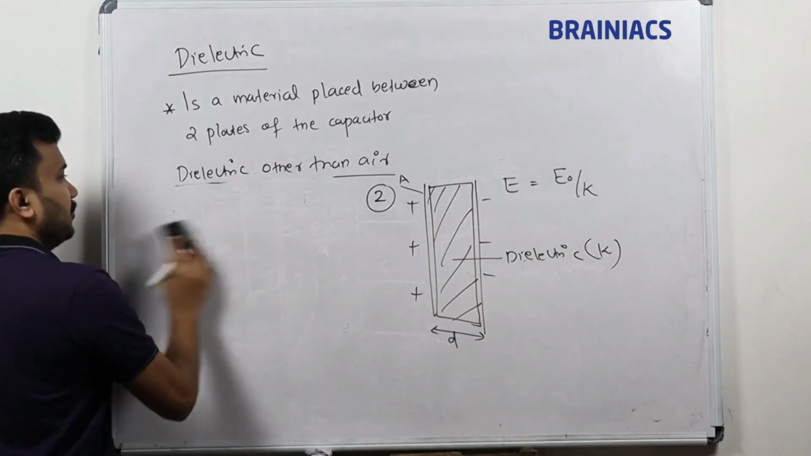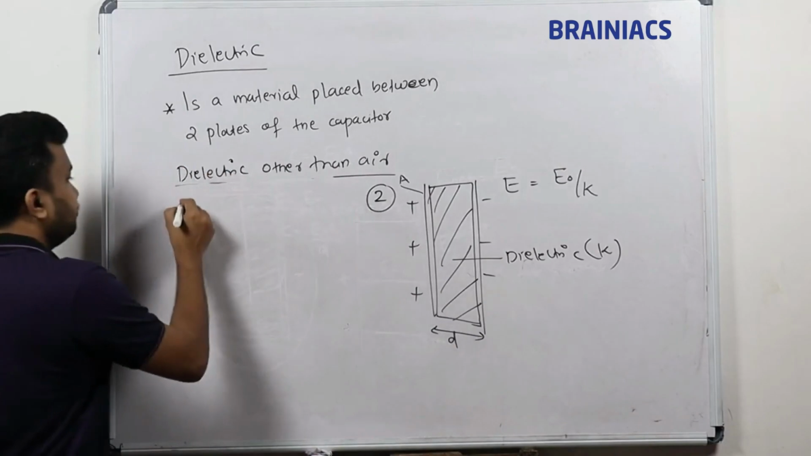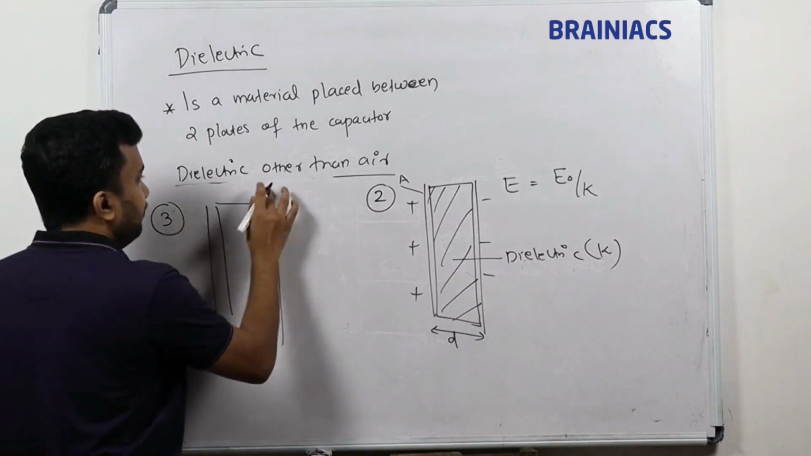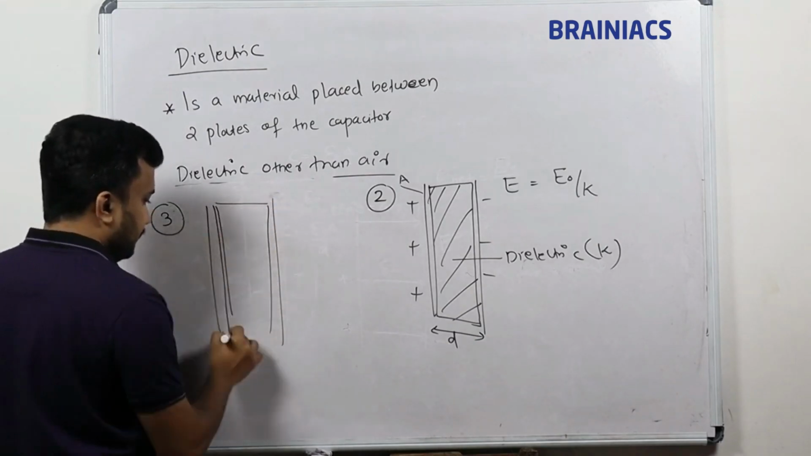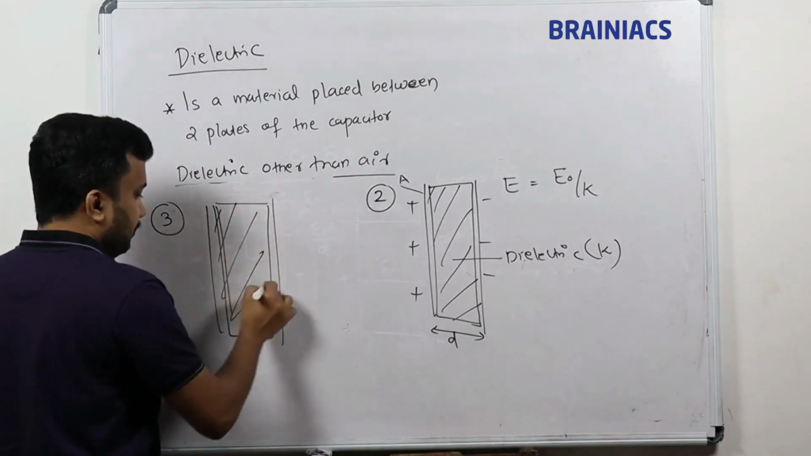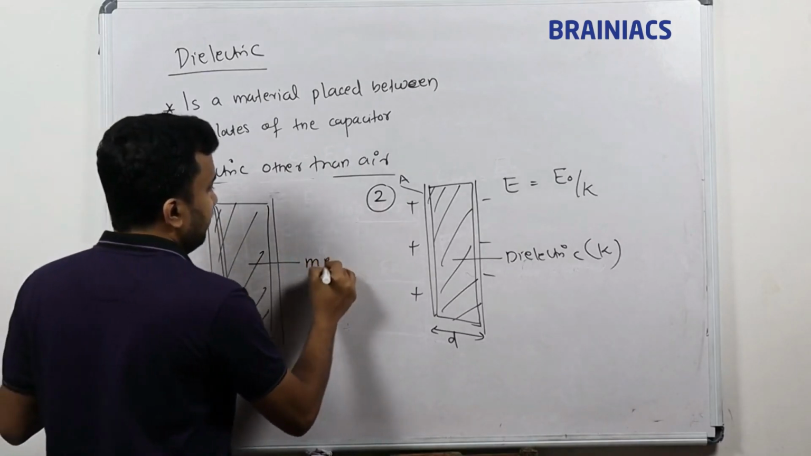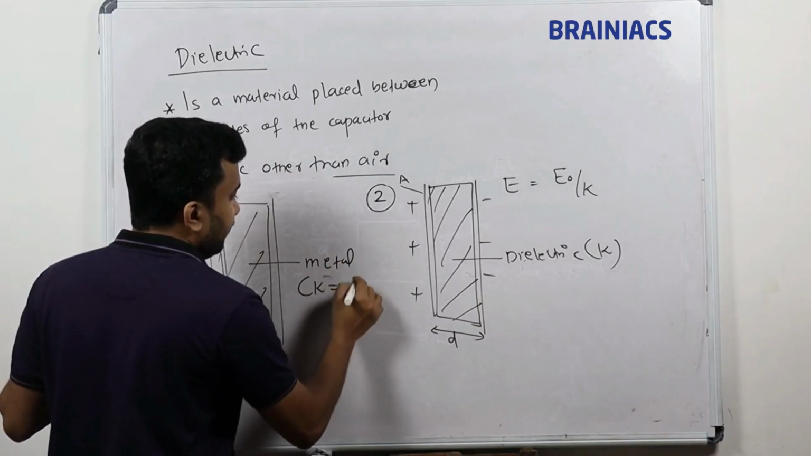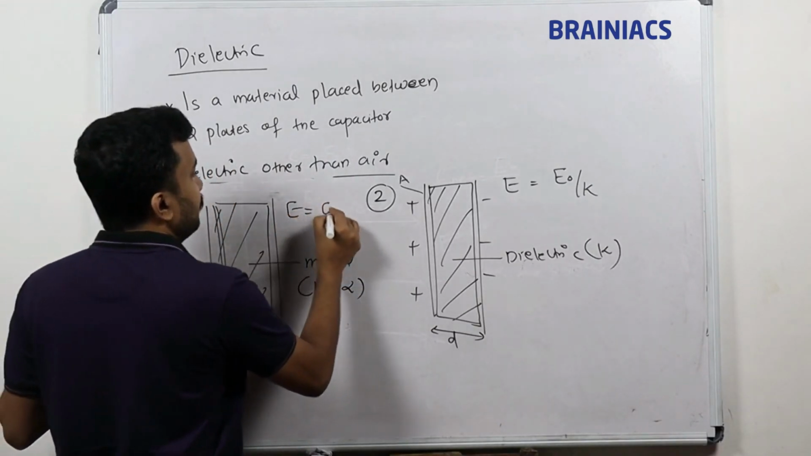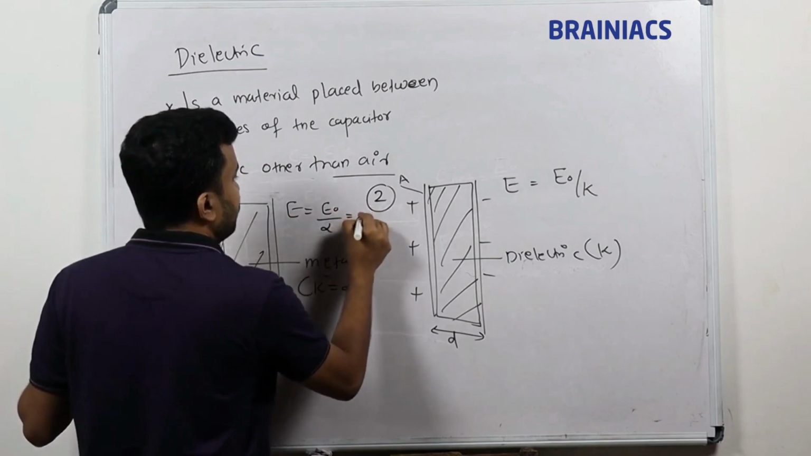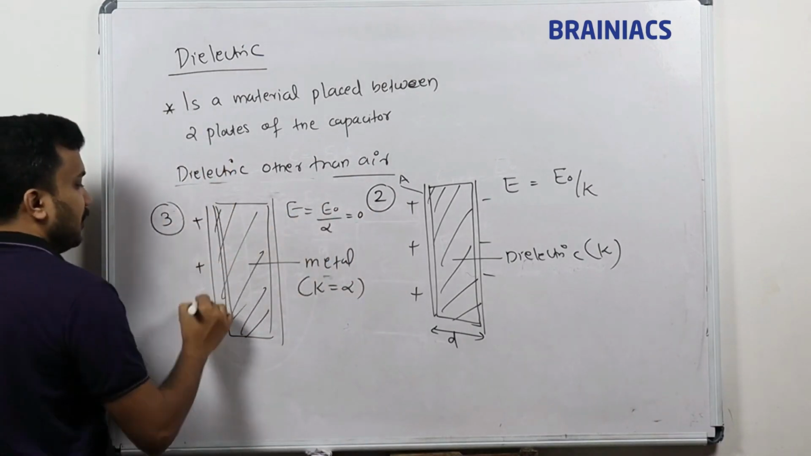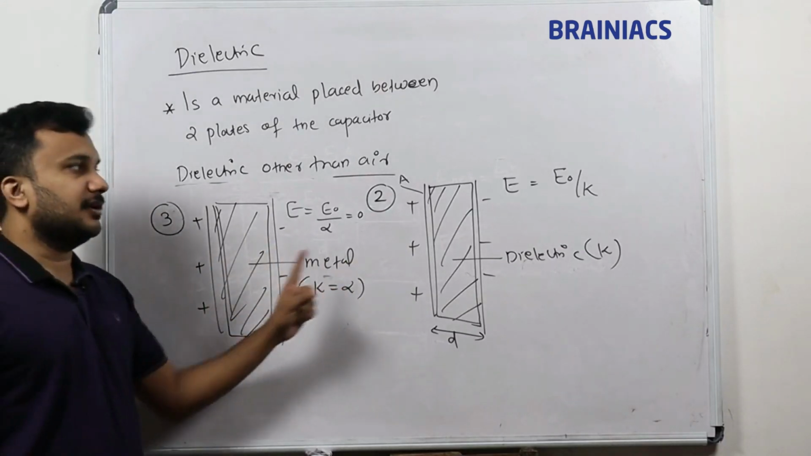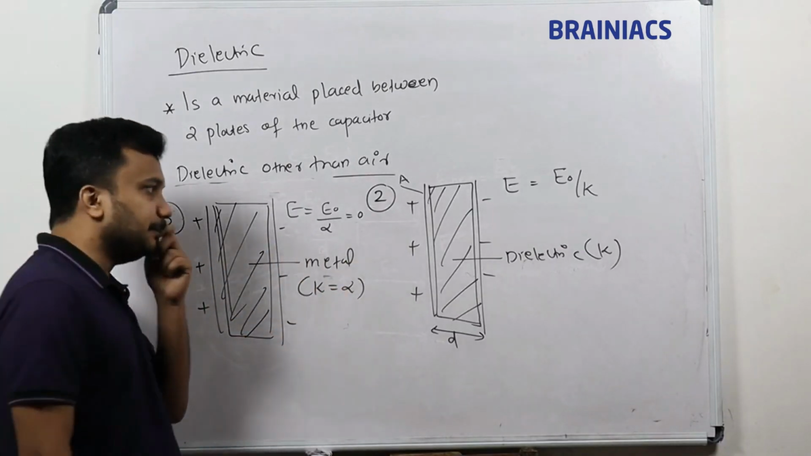So what's my third point? The same structure, but in between the plates I place something called a metal. The value of K is equal to infinity. Remember this, E is equal to E0 by infinity, which is equal to 0. This is the positive plate and this is the negative plate. So these three pieces of information should be in your notebook.